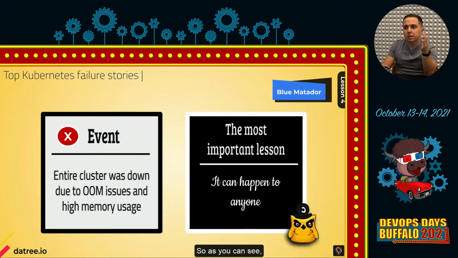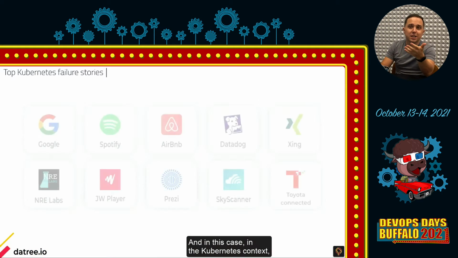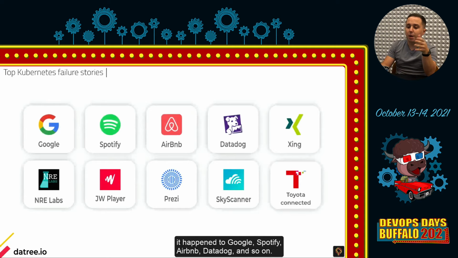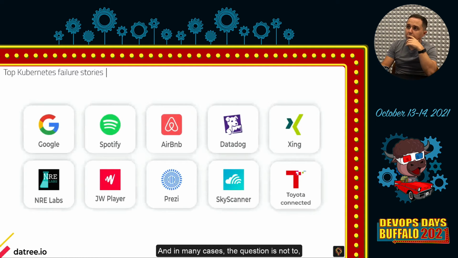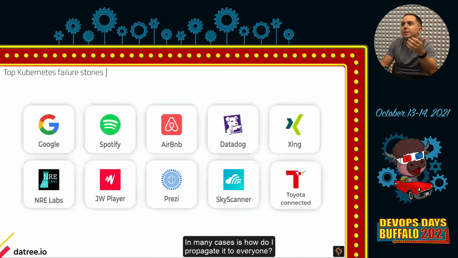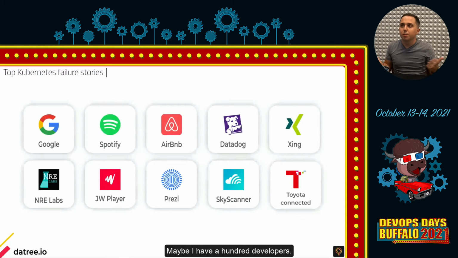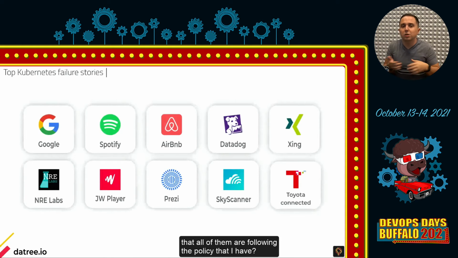So as you can see, problems may happen to many different companies, and in this case, in the Kubernetes context, it happened to Google, Spotify, Airbnb, Datadog, and so on. And in many cases, the question is not how do I identify the problem. In many cases, it is how do I propagate it to everyone? Maybe I have 100 developers. How am I supposed to make sure that all of them are following the policy that I have?